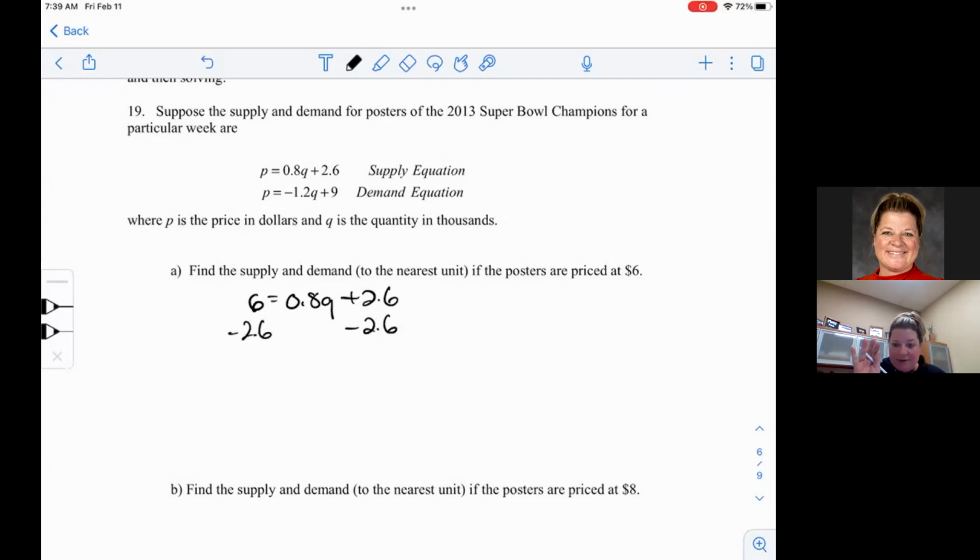So far, we haven't had to use systems of equations yet. So 6 minus 2.6 is 3.4 equals 0.8Q. Then divide by 0.8, and I get 4.25 equals the quantity.